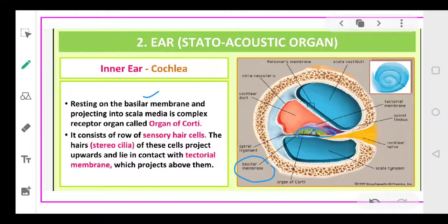Now in this organ of Corti, sensory hair cells are present. Okay, sensory hair cells, and these sensory hair cells project upward and they lie in contact with the membrane which is called tectorial membrane. Okay, some cells project from here like this. These cells are projecting upward and they are connected with a membrane which is called the tectorial membrane.